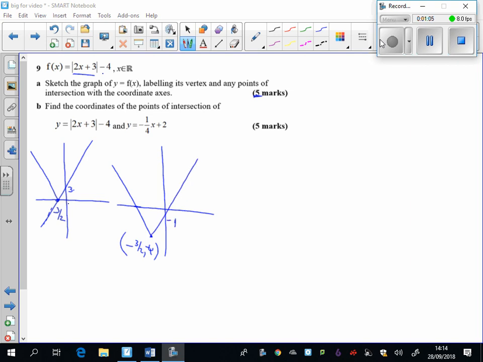It does want a bit more though, doesn't it? It wants a little bit more. It wants to know where it crosses all the coordinate axes. So we're going to try and figure out when does this thing cross here and here. So I wonder when does that thing equal 0.